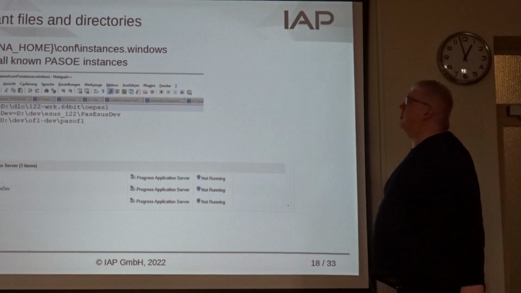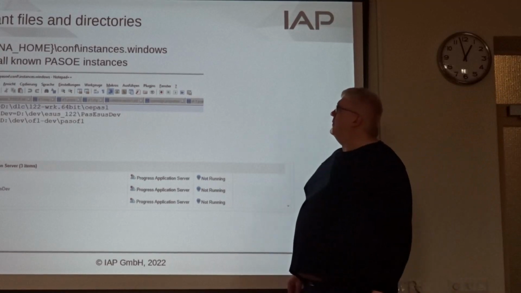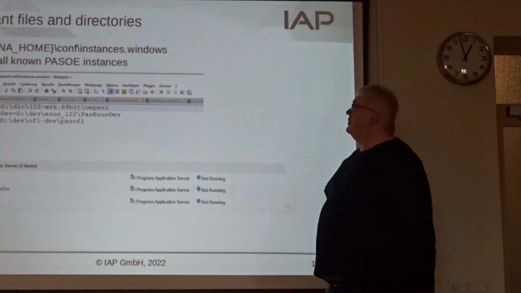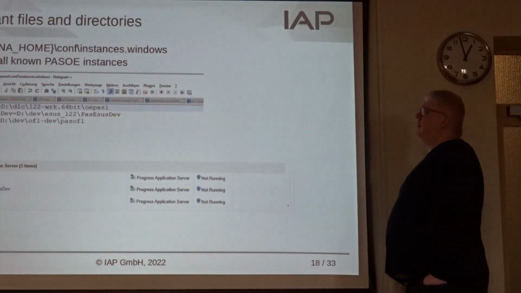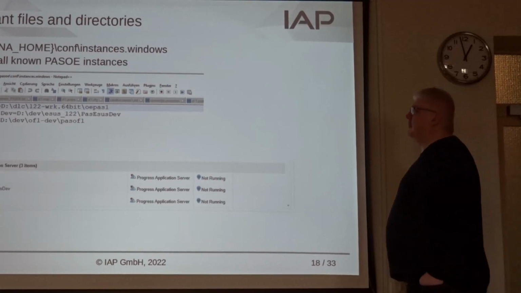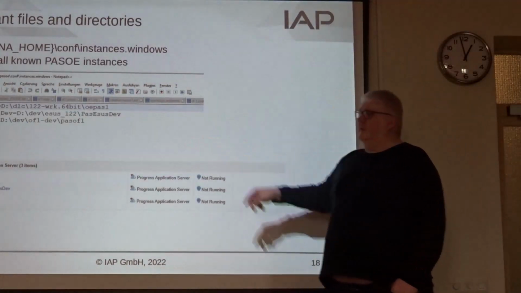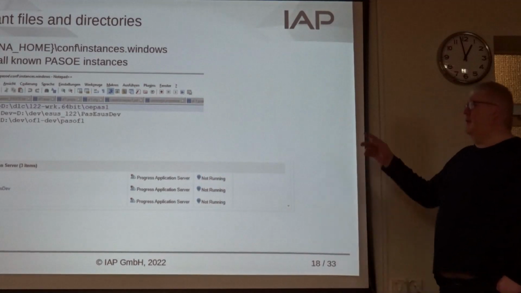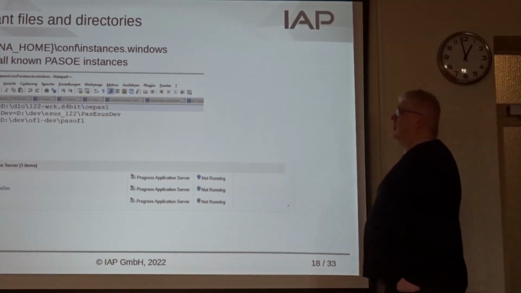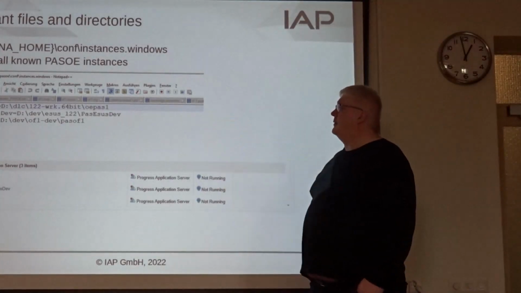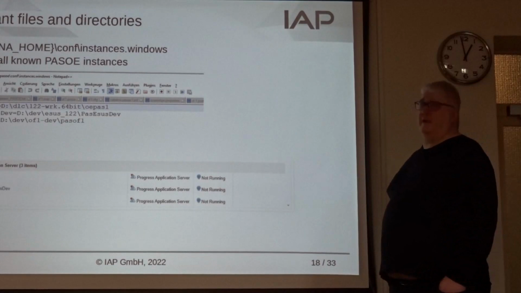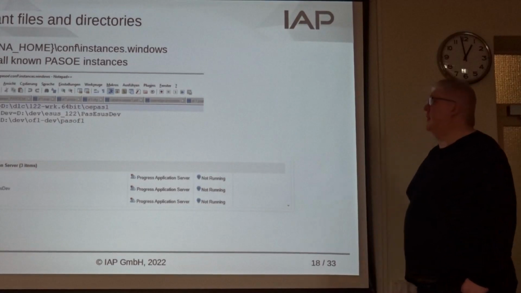The last one here is also very important. There is one file in Catalina home called instances.windows when you work with Windows. Here is a list of all known PASOE instances for this Progress version. In this case, you see with 12.2, we are using three Pacific App Server instances. So that is important to know.